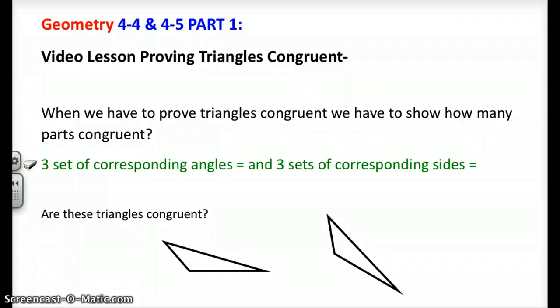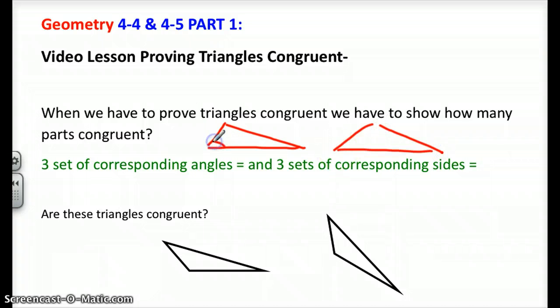So if I drew a picture, I would have to have an angle be congruent, the second angle be congruent, and then the third angle theorem says that if you have two angles congruent, then the third angle is congruent. Then the sides also needed to be congruent.